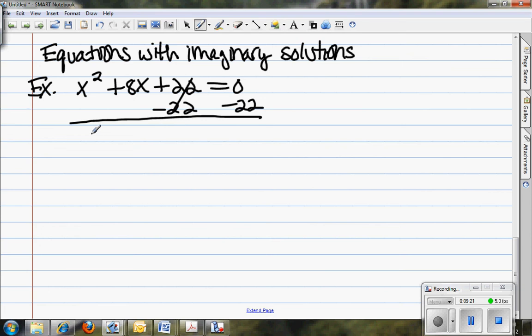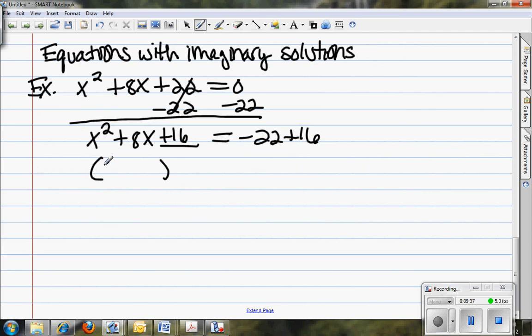So I subtracted 22 from both sides. I end up with x squared plus 8x blank is equal to negative 22. Take half of b, square it. We're going to add 16 to both sides. This turns into x plus 4 squared, which is equal to negative 6.